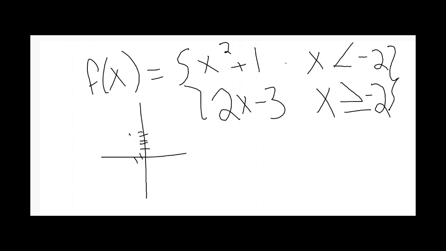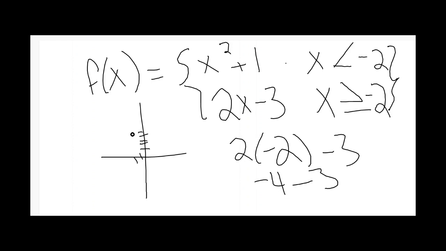But the thing is, because it is not equal to, we understand that this will be an open circle, because it is not included. And then if we plug in -2 for the bottom equation, 2 times -2 is just going to be -4. And -4 minus 3, we just get -7.